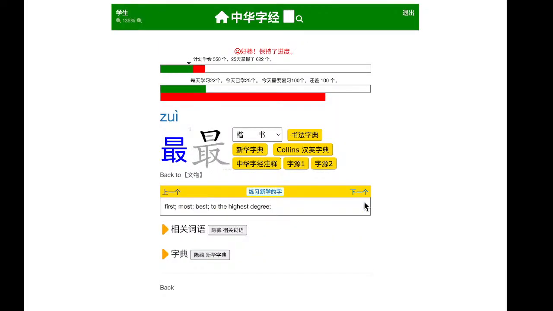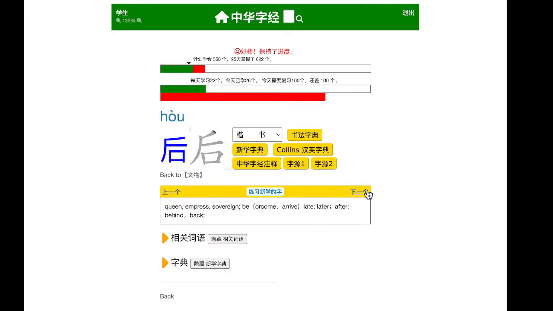Next up, 最 is first, most, or best, or to the highest degree. 后 is the last, later, late, after, behind, or the back. Things that are to the end in a sequence. It also refers to the queen or the empress, the wife of a king or emperor or other ruler is called 后. Like 皇后 or 太后, those kinds of things.